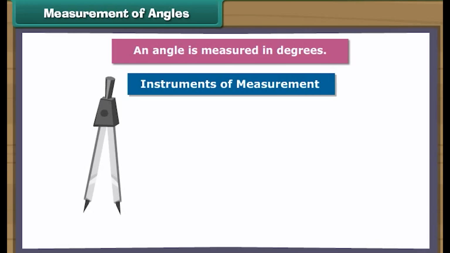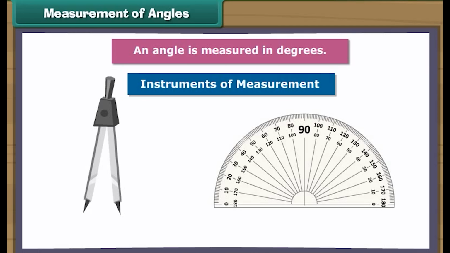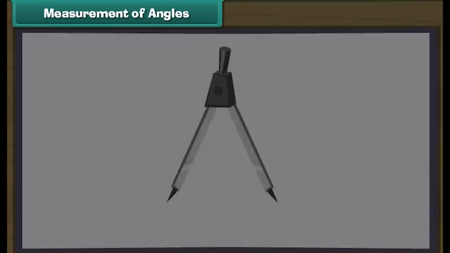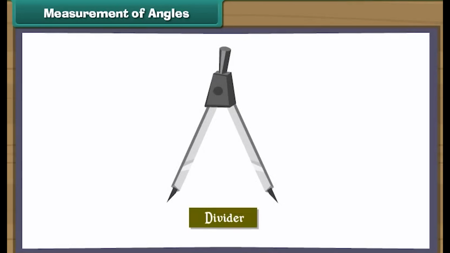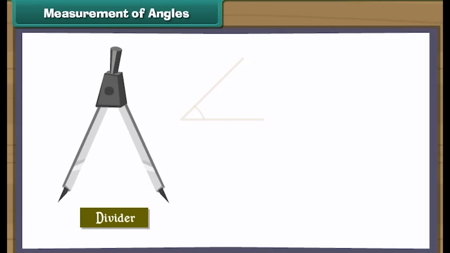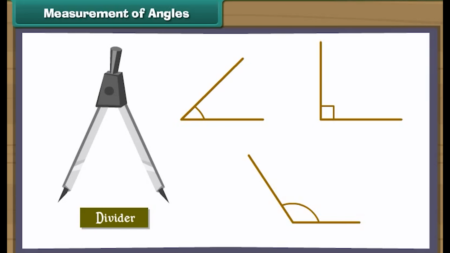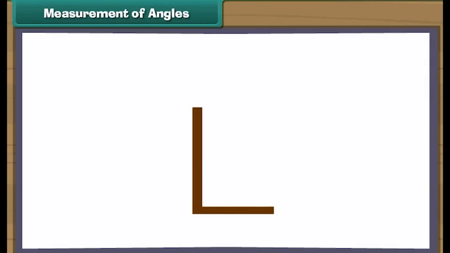Measurement of angles. An angle is measured in degrees. Let us now measure angles with 2 different instruments: a divider and a protractor. Look at this object. It is called the divider. We can use it to measure angles. Let us see how. Write letter L of the English alphabet.